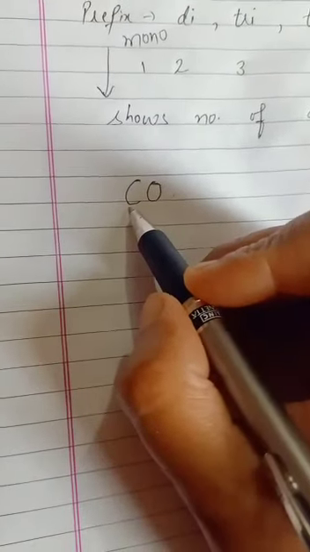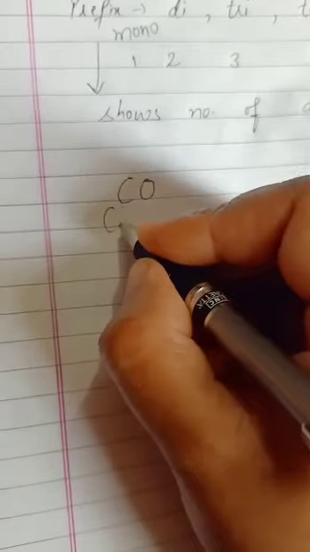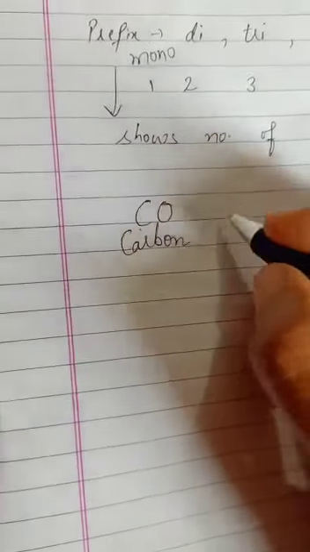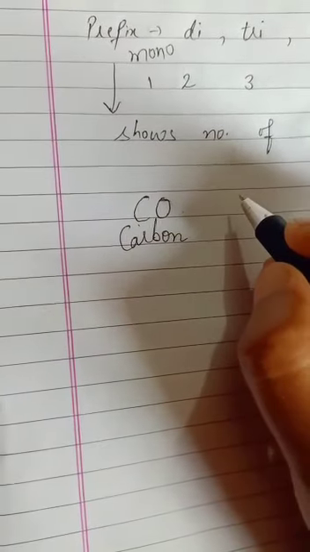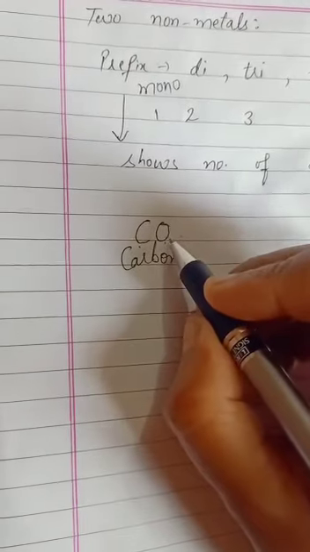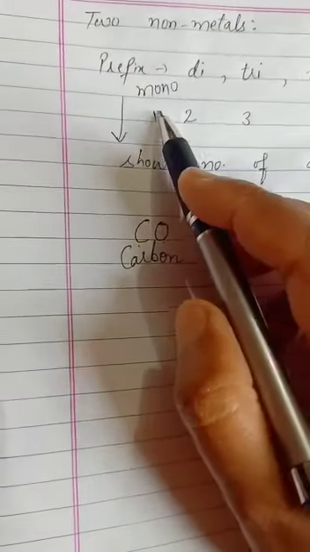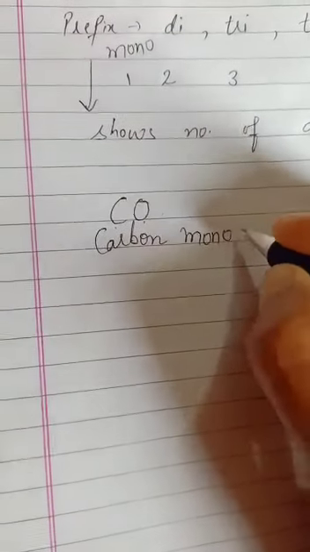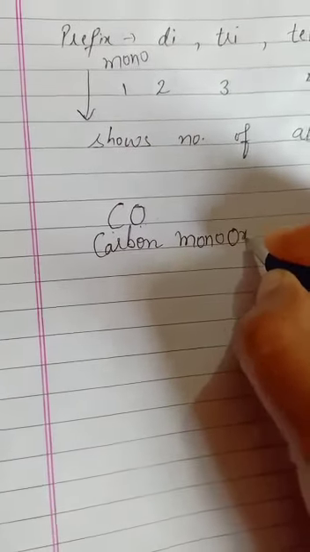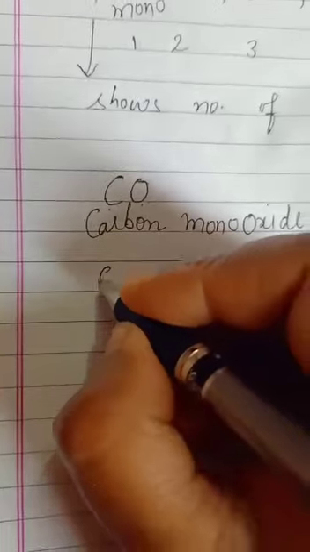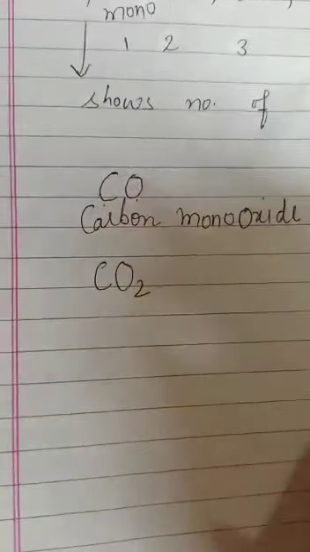So the first non-metal is named as it is, that means carbon. With the second we use the suffix ide and a prefix to show the number of atoms. So in this case 1 atom is there, so for 1 we use the prefix mono and the suffix ide, so it becomes oxide. So the name of this compound is carbon monoxide. Let's take one more example, CO2.